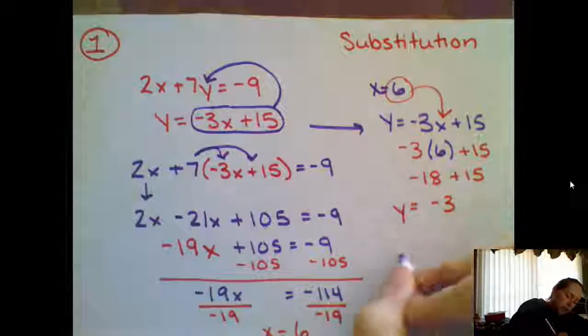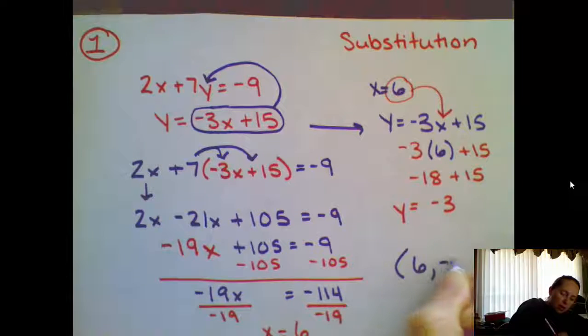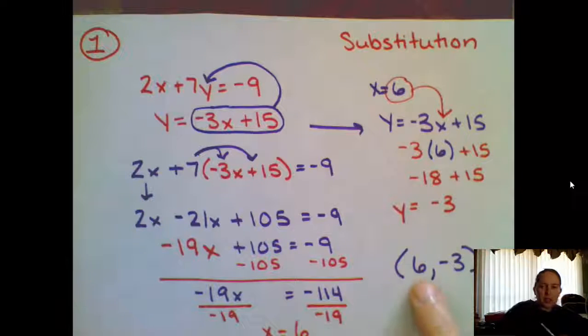So our final answer is parentheses 6 comma negative 3. Our answers still need to be x comma y and in parentheses.